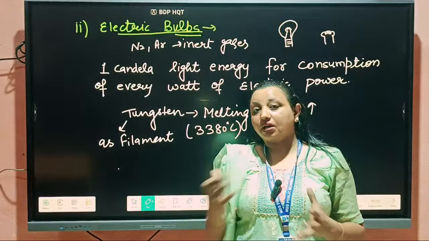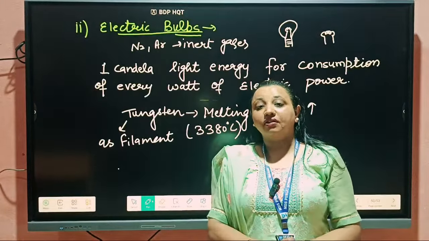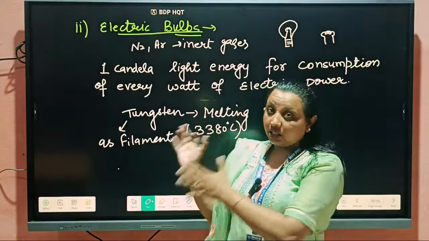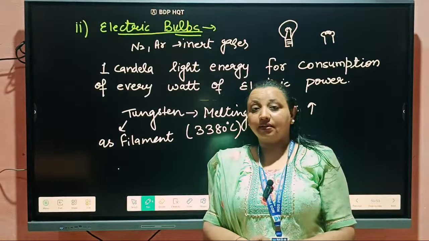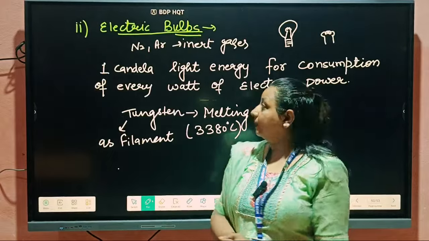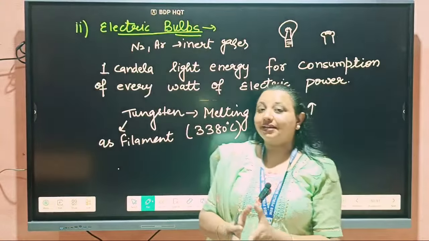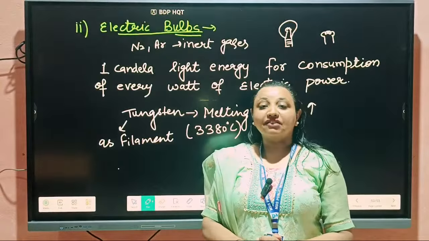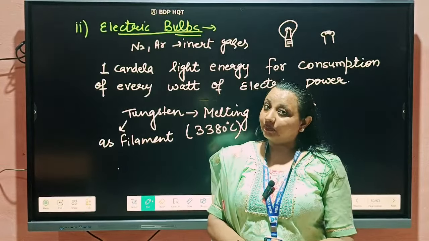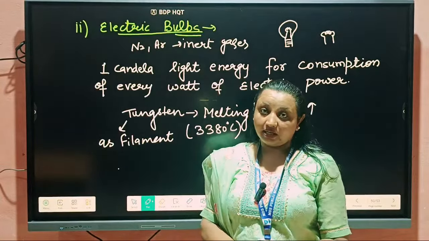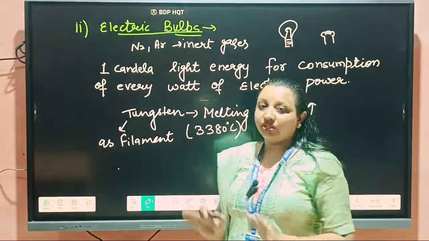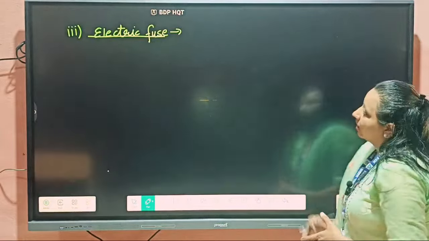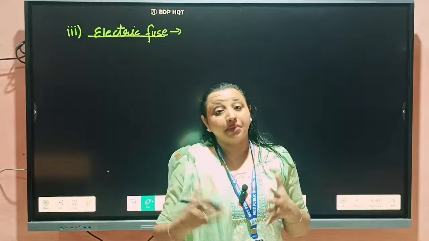Sometimes the questions may be asked that which gases are filled in the electric bulbs. In many competitive exams, it will be asked that which gas is filled in the electric bulbs. So nitrogen or argon, which are inert gases, are filled in the electric bulbs. And what we use as a filament in electric bulbs? Tungsten, whose melting point is very high, approximately 3380 degrees Celsius. Next, electric fuse. This may also be asked.